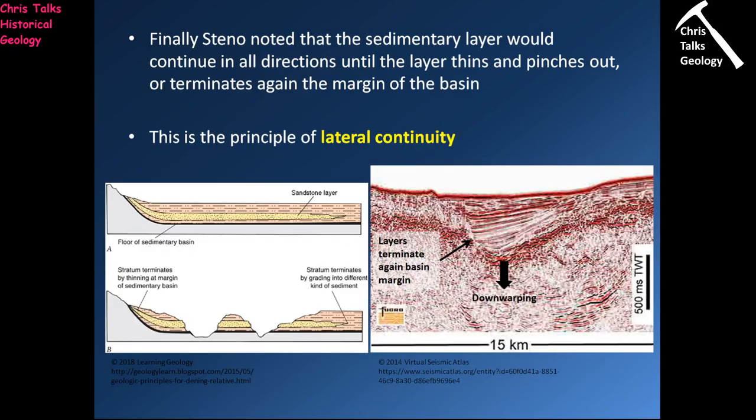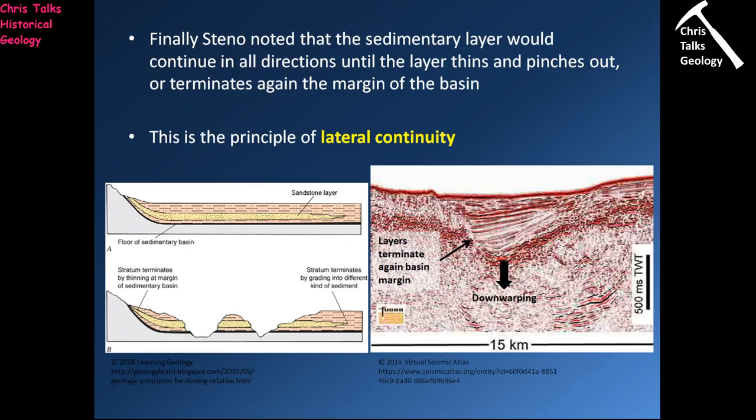The final observation that Steno made was to do with the continuation of the layers of sediment which are deposited. So when he tracked the layers of sediment deposited by floods, as you move laterally, you'll steadily see that your layer of sediment will get thinner and thinner, and then eventually disappear. In geology, it will do what we call pinch out. So that's option number one. The further you get from the source of the sediment, the thinner the layer of sediment will become, and then eventually it will pinch out and disappear.